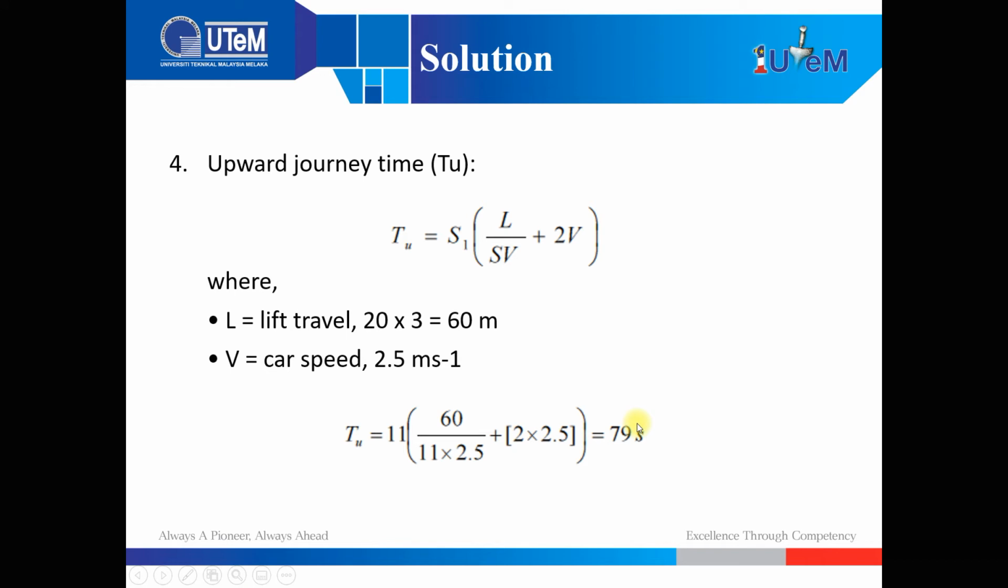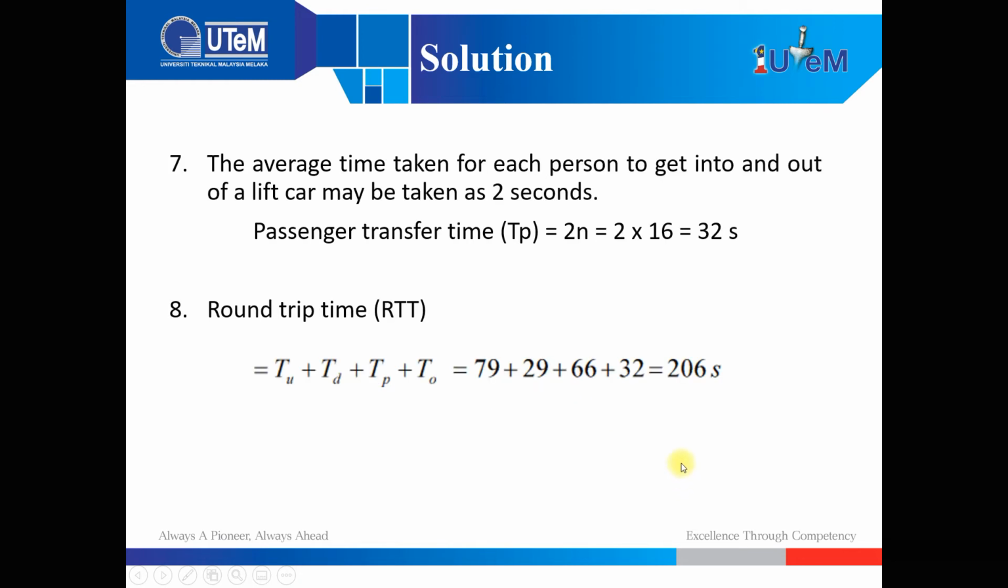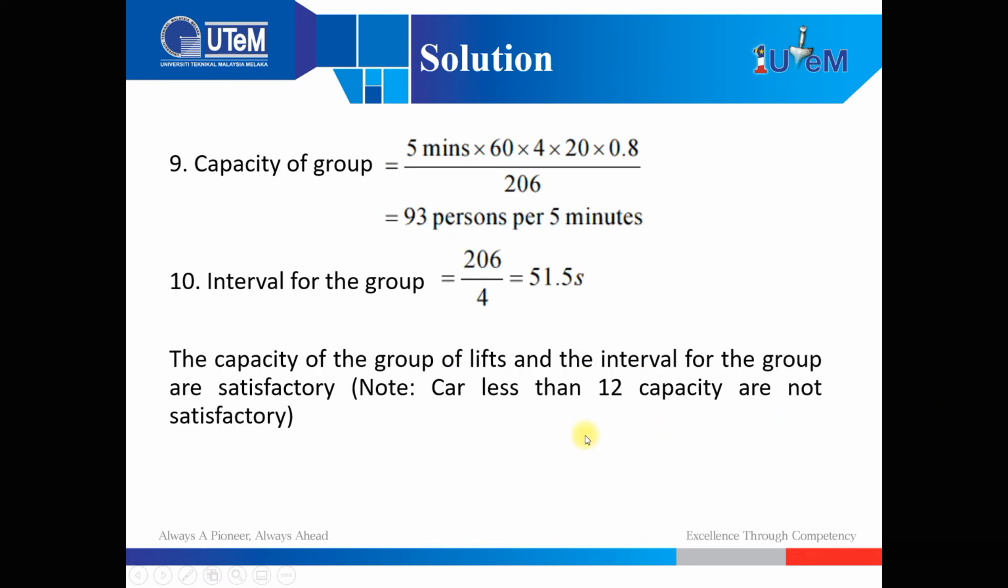Upward journey sama. Okay, lift travel 60 meter and then car speed and then 79 second, and then downward dapat 29 second. And then the door operating time, door speed diberi, door width also given, so 66 second. Okay, the passenger transport time is we take 2 second for each person, so we have 60% approximately, so 32 second lah. And then the round trip is 206 second.